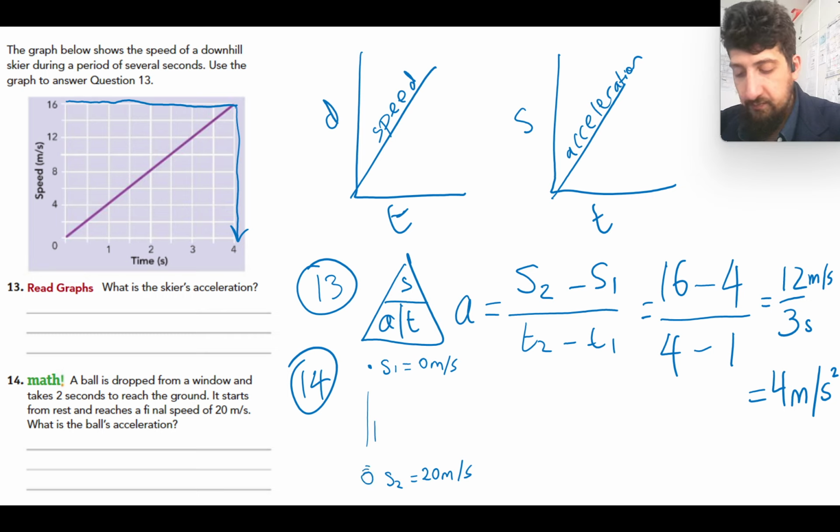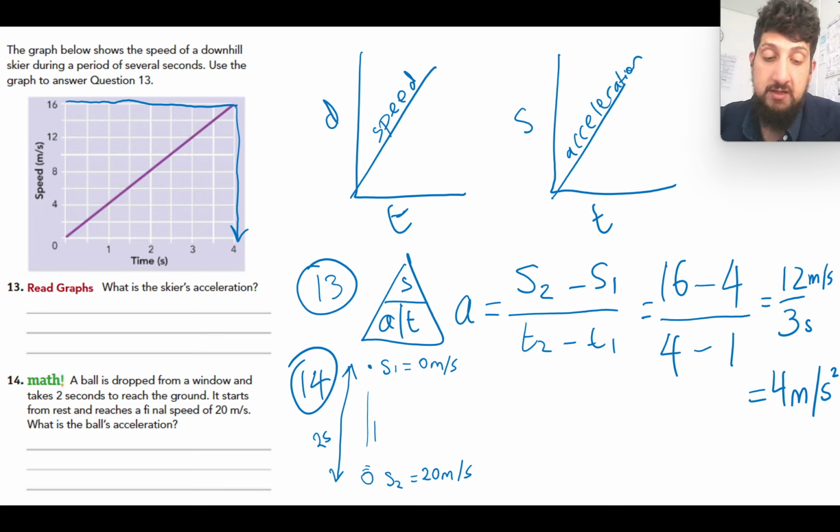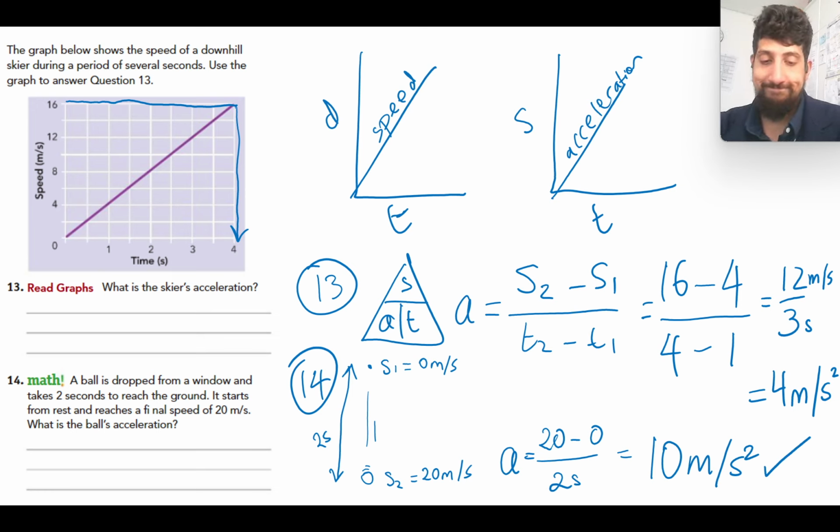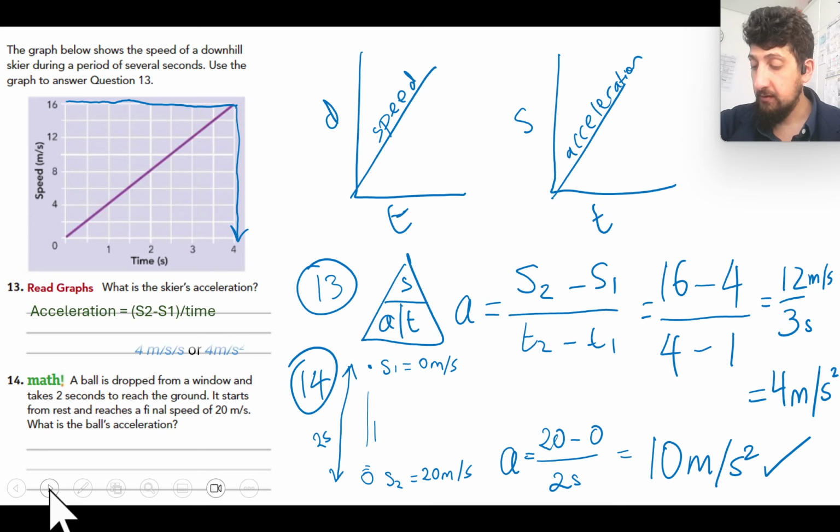And so, how long does that take to get down here? Remember, it took 2 seconds. So we can work out the acceleration, because the acceleration is going to be the difference in speed over time. So acceleration is equal to S2, which is 20, minus S1, which is 0, divided by the time, which is 2 seconds. So 20 divided by 2, it's 10 meters per second squared. Easy. Okay, let's go to the next one.